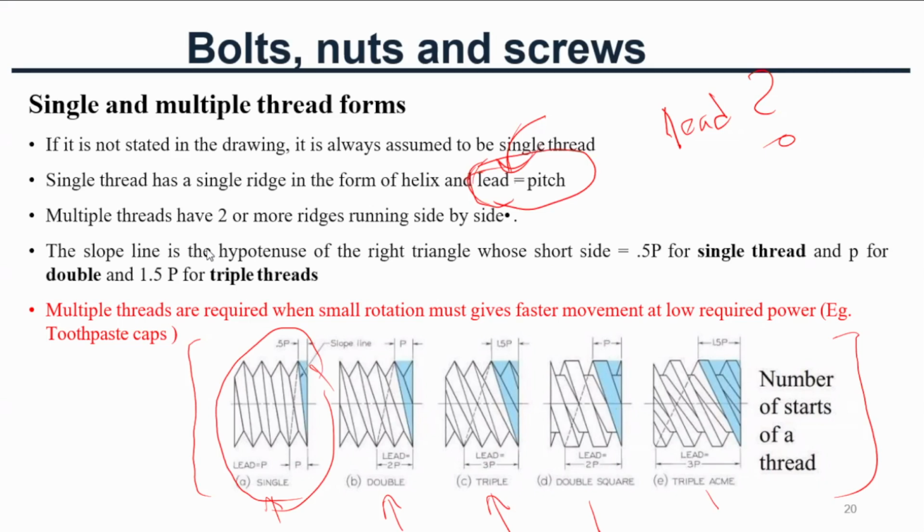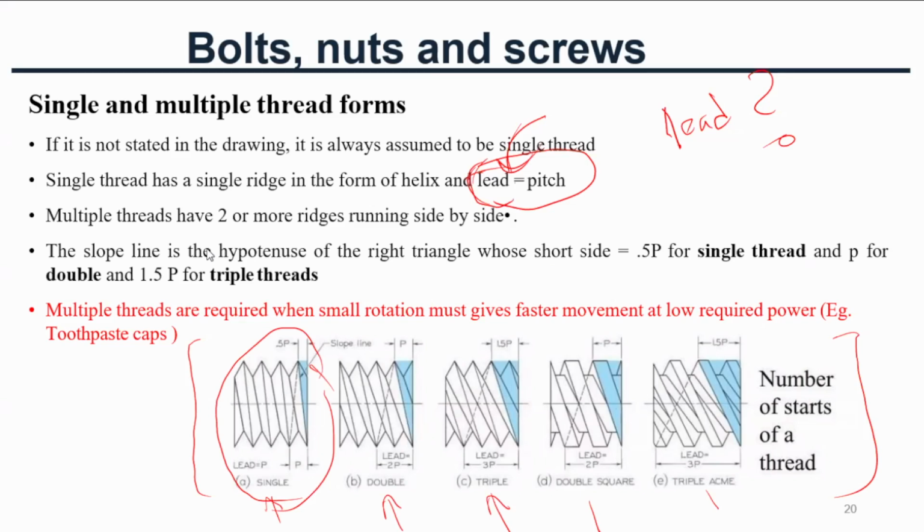So the distance between two adjacent threads is called pitch. The distance between two adjacent threads means pitch. The distance travelled in a 360 degree rotation. So you can imagine it like this.